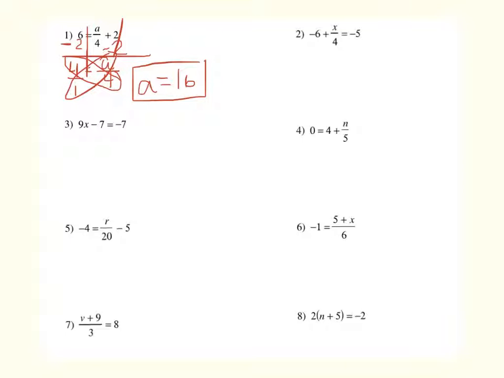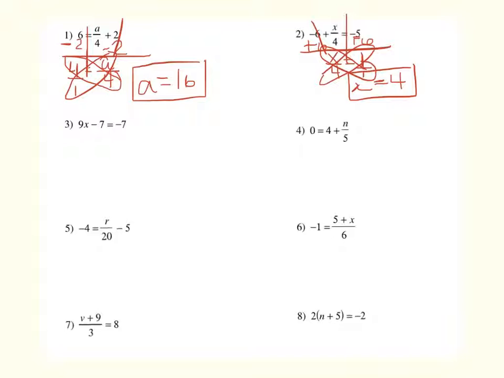Number 2, I'm going to find that balance. I want to add 6 to both sides so that I can get rid of it. That leaves me with 1. Now I have x over 4 equal to 1. In order to take care of this, I need to cross multiply, and I get x equal to 4.